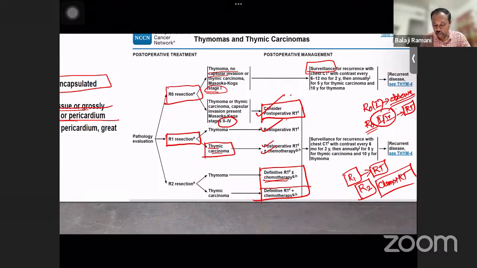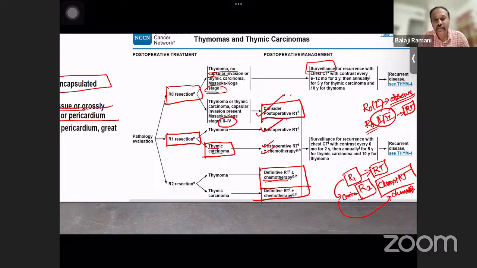When you have R1 in case of a thymic carcinoma, you can consider giving chemotherapy also other than RT. So R0, no further therapy. R0, but stages 2 to 4, you give post-operative RT. R1, whenever it is there, the minimum you give is post-operative radiation therapy.